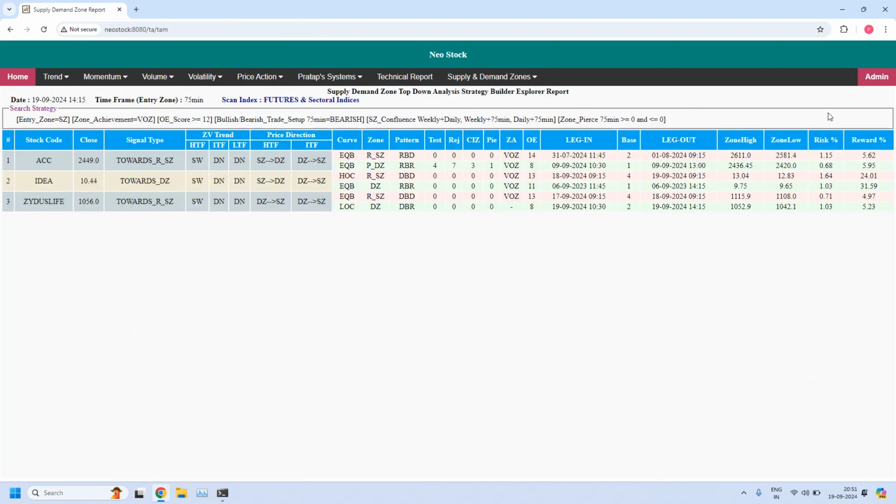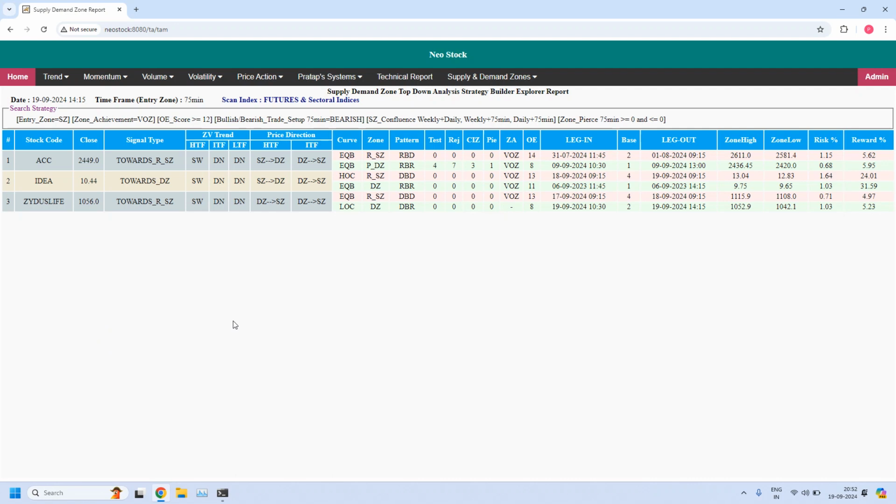Now let's verify. 3 stocks. So these 3 stocks are having LTF, ITF and HTF confluence. That means 75 minute supply zone is part of the daily supply zone. Both together again part of the weekly supply zone. And the weekly supply zone, the trend is sideways in all the 3. So no need to look for weekly EMA confluence. The reason is in the sideways market, EMA confluence does not give any additional advantage.